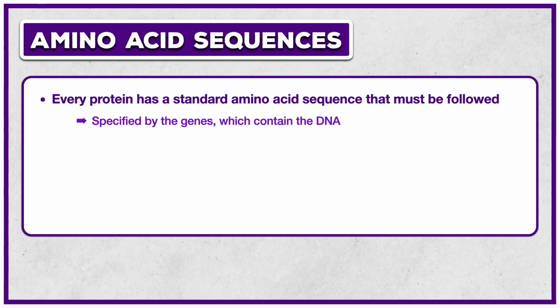Every protein has a standard amino acid sequence that must be followed. Those sequences are specified by the genes, which contain the DNA. Put simply, DNA is like the instruction manual in cells. It has the code for making the proteins our body needs to survive.